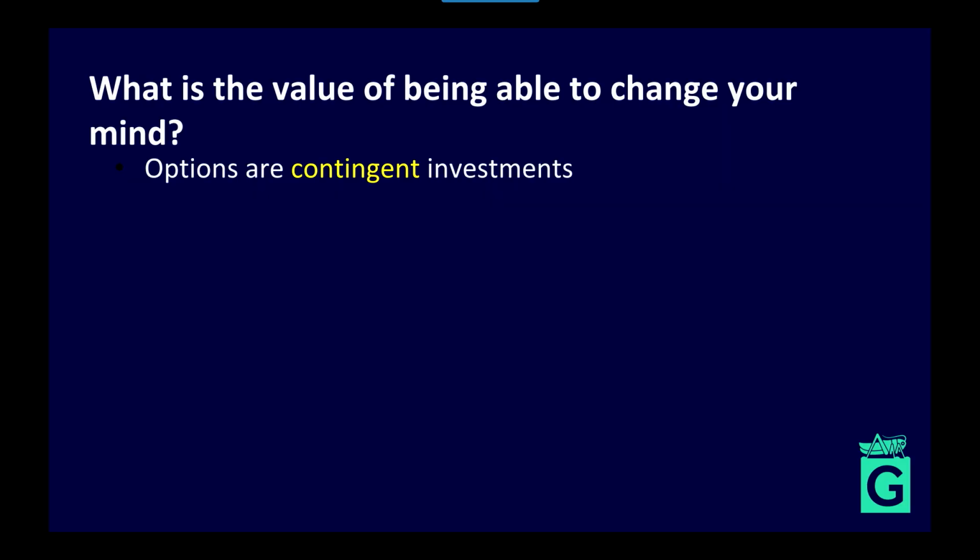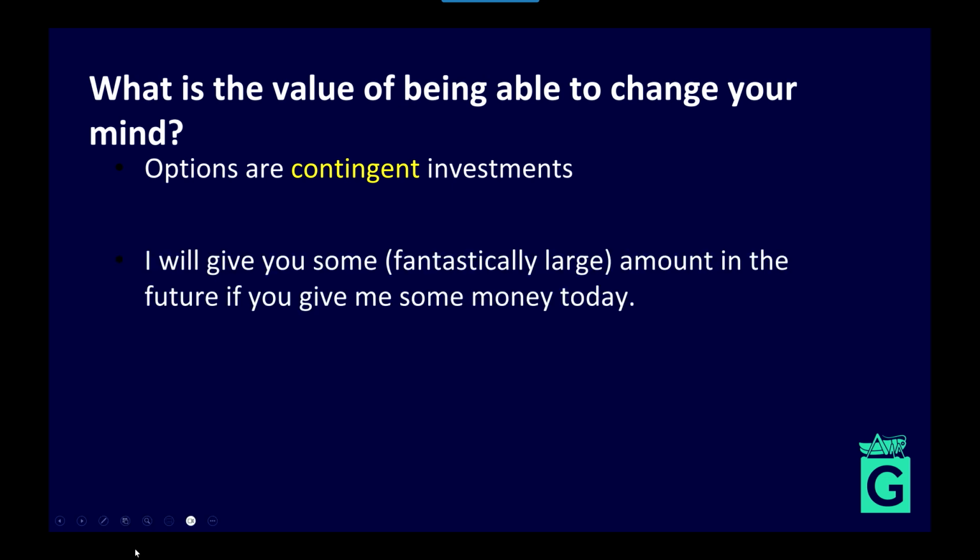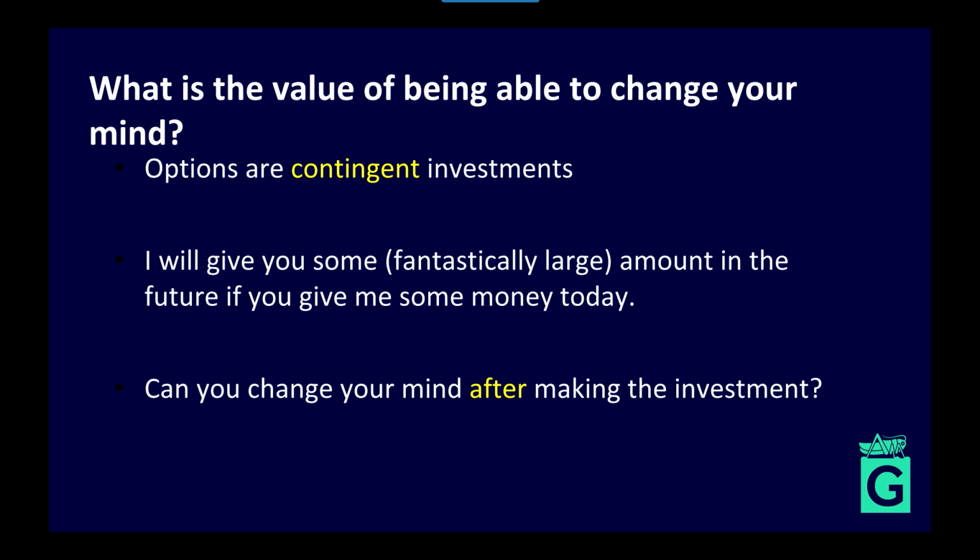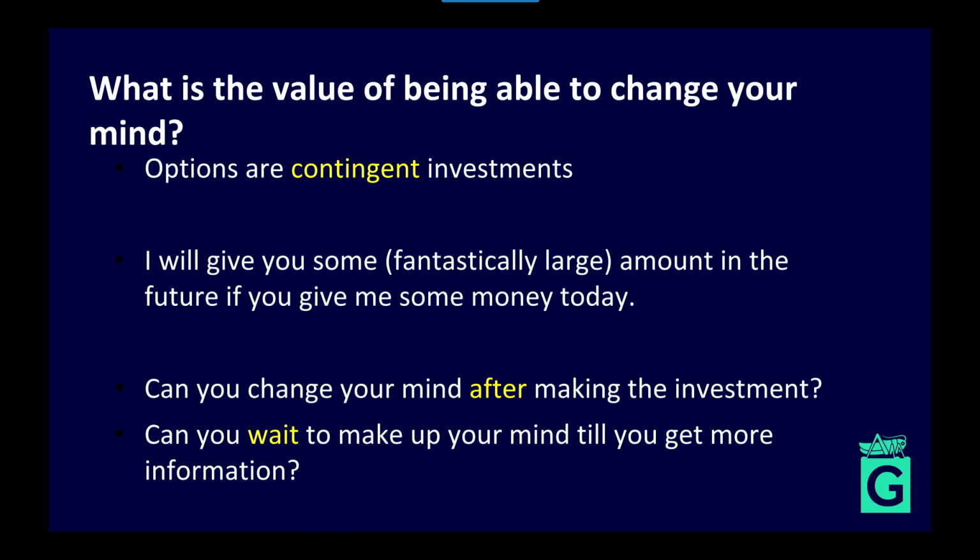The fourth idea, which we talked about last time in February, is about what is the value of being able to change your mind. These are what we call contingent investments. What that means is, I'll give you some money in return for your promise. So you're promising to pay me some money, and I'll give you some money today. But if I give you the money, can I change my mind after giving you the money? Is there something in the contract that allows me to get the money back if I find out something new about you? That's an option. And so what is the value of that ability to change your mind after making an investment?